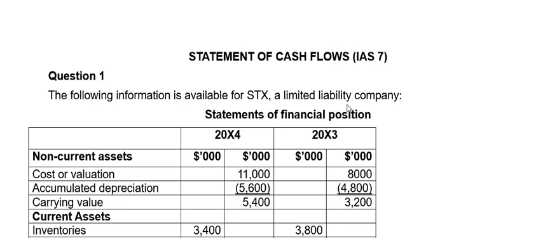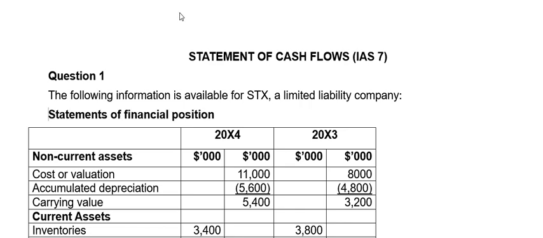The following information is available for STX, a limited liability company. So we have the statement of financial position, that is the balance sheet. You can call it the balance sheet. We have it for the year 2003 and for the year 2004. Normally, when it comes to the statement of cash flows, if you're required to come up with one, they will provide the statement of financial position for two financial years. That is the current and then the previous year.